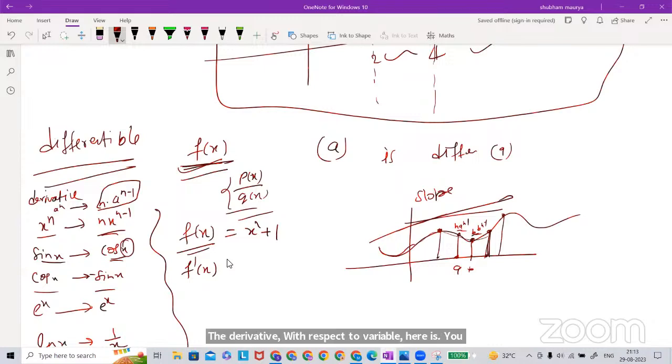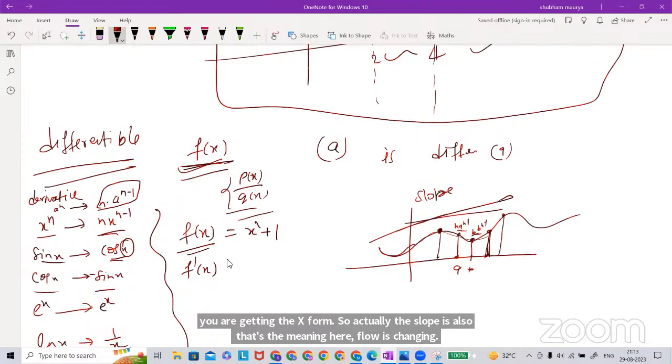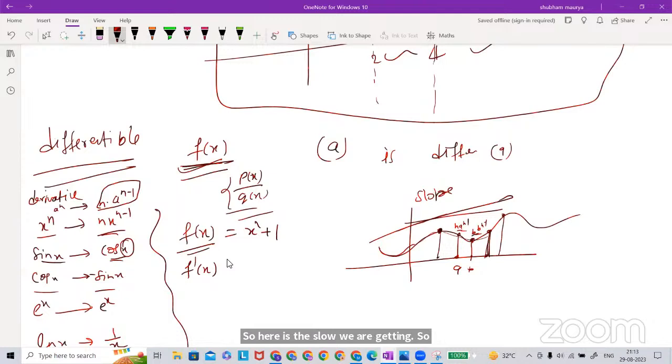So actually, slope is also changing. Here is the slope you are getting. What does slope mean here? Slope of the curve means the slope of the tangent line which touches the curve at this point. A line which touches the curve here, what is going to be the slope of that line? That's the meaning of slope of that curve.